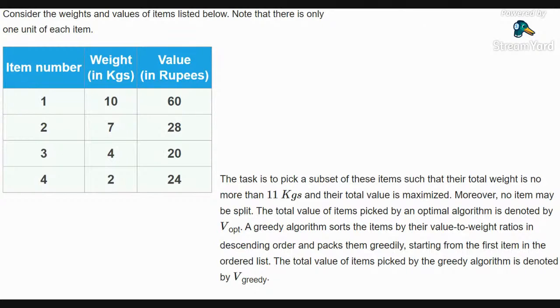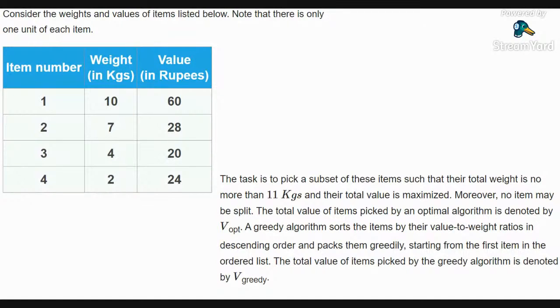The total value of the items picked by an optimal algorithm is denoted by V opt. The greedy algorithm sorts the items by their value to weight ratio, in decreasing order, and packs them greedily, starting from the first item in the ordered list. The total value of the items picked by the greedy algorithm is denoted by V greedy. So what is the value of V optimal minus V greedy?